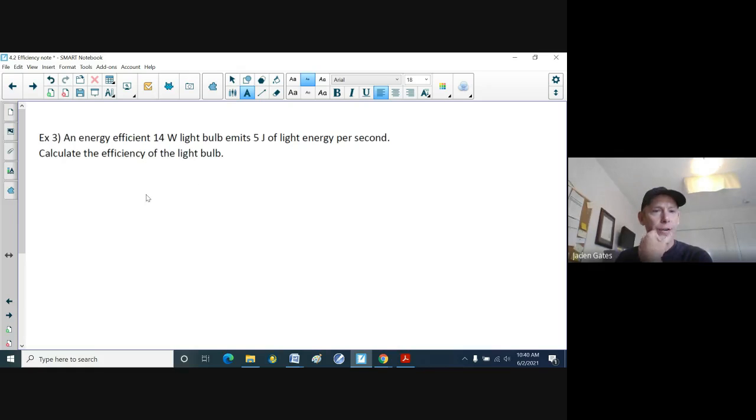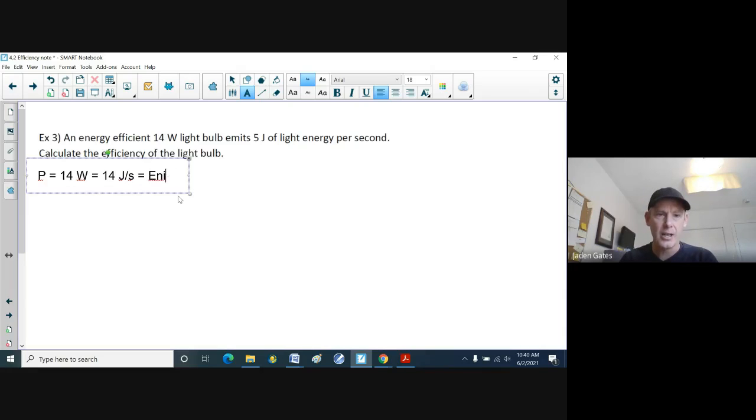Here we go. An energy efficient 14-watt light bulb emits 5 joules of light energy per second. Calculate the energy efficiency of the light bulb. So again, this is one of those energy efficient ones, and it's only 14 watts. That's our power rating of 14 watts, which means we're talking 14 joules per second.